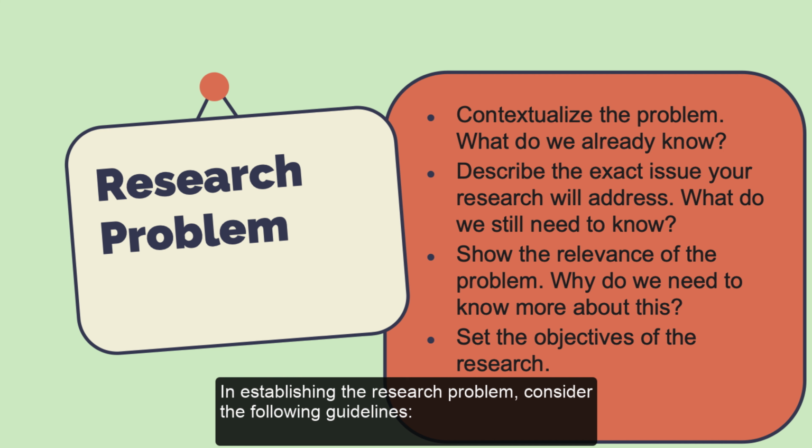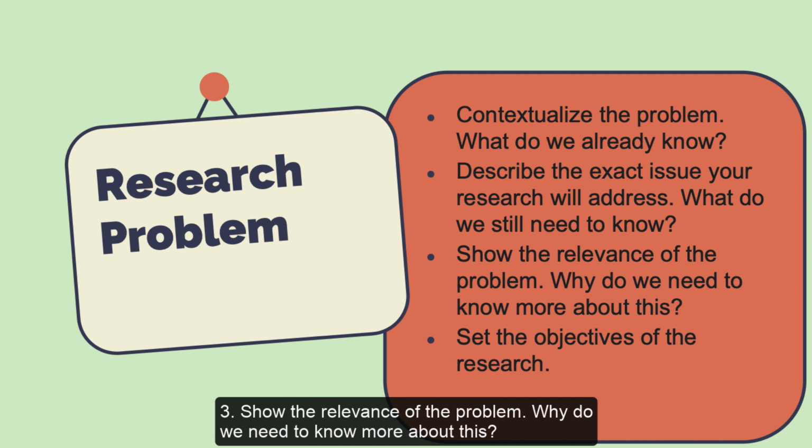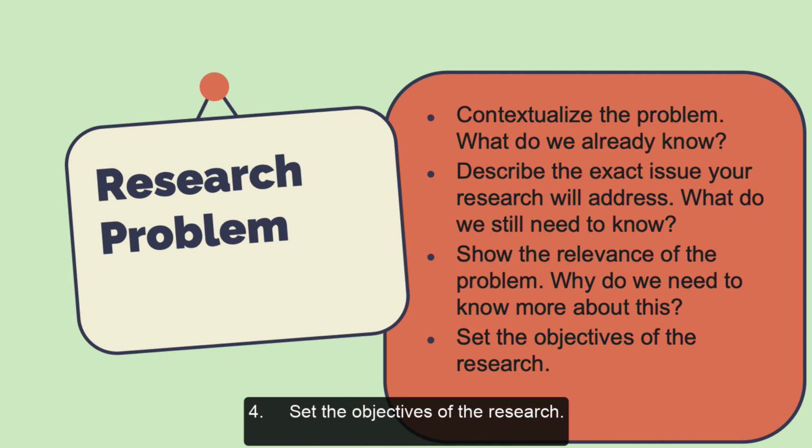In establishing the research problem, consider the following guidelines. Number 1, you want to contextualize the problem. What do we already know? Number 2, you want to describe the exact issue your research will address. What do we still need to know? Number 3, show the relevancy of the problem. Why do we need to know more about this? Number 4, set the objectives of the research.